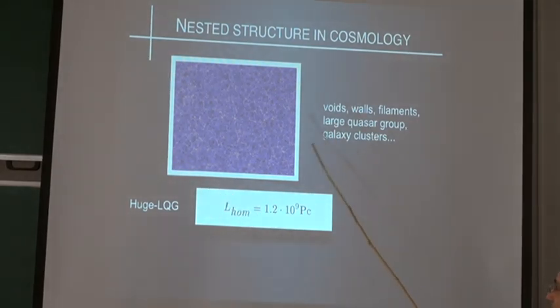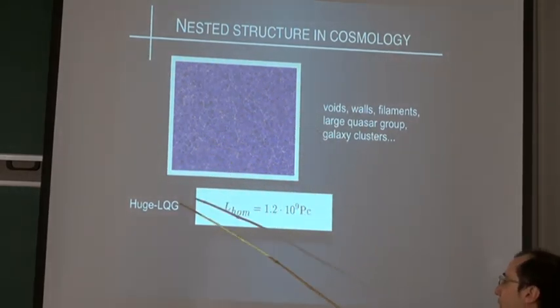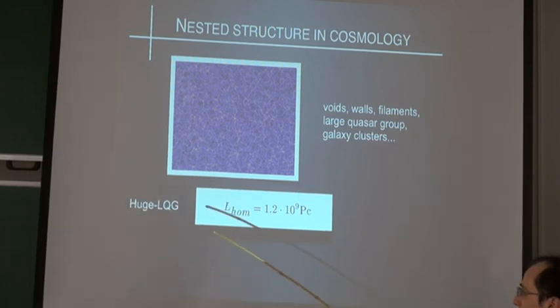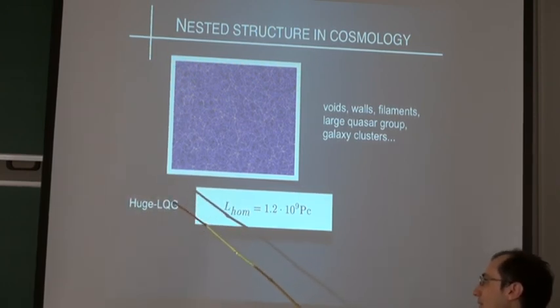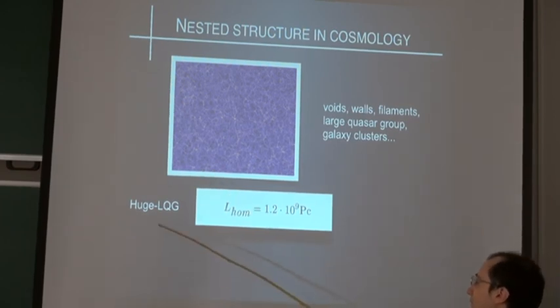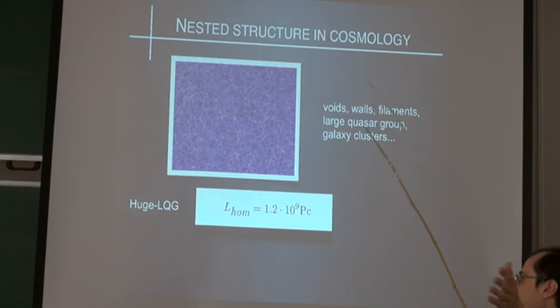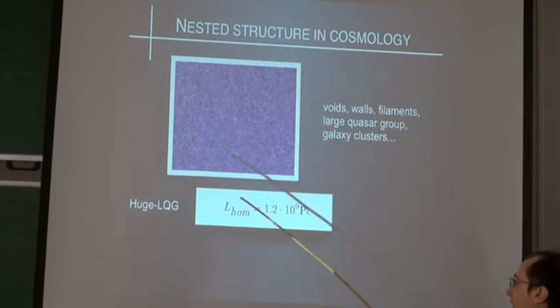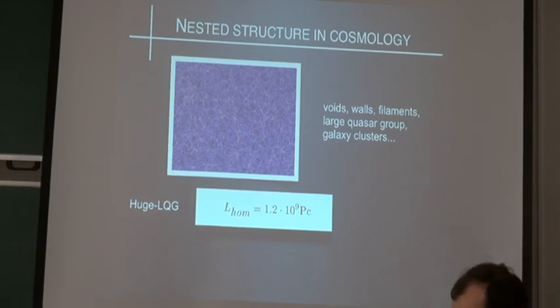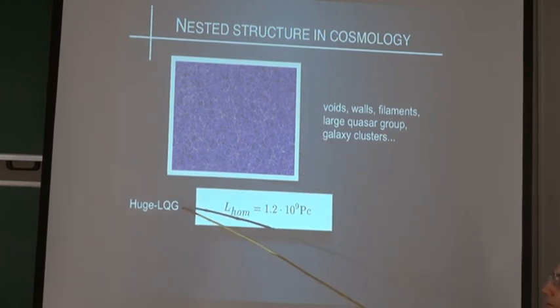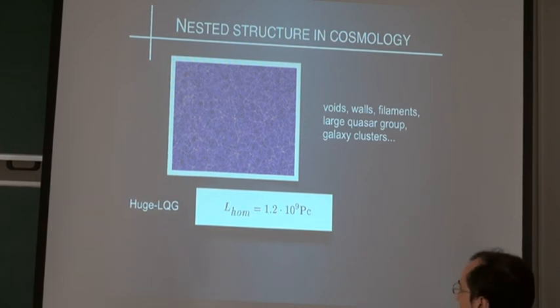So let's play with numbers a bit. What is the homogeneity scale for the universe? This is a very controversial topic because the more cosmologists look at the universe, the larger structures they discover. Let me just say that the latest discovery of large structure, which is not uncontroversial, is the discovery of the so-called Huge-LQG. LQG stands for large quasar group, and its size is approximately 10^9 parsecs. It's a group of quasars which extends quite far across the sky. This is the estimate of its size. So I would say that this is the homogeneity scale in the universe as we understand it today, although there are reports of larger things, but they're a bit controversial at the moment.